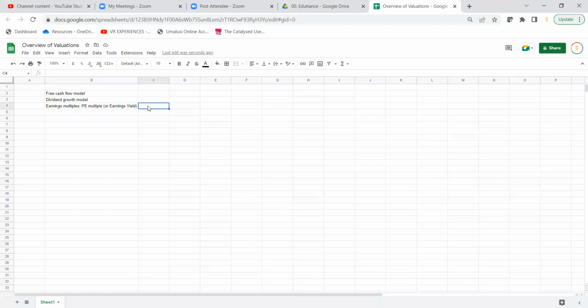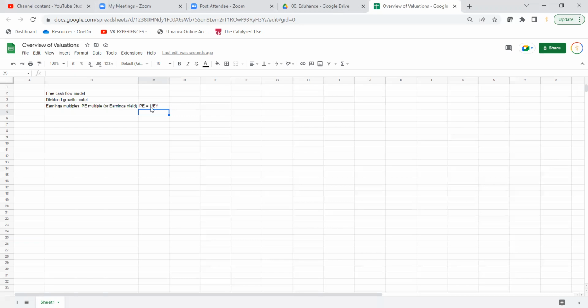So what you might just know, the PE multiple is equal to 1 divided by the earnings yield. Very important. If they don't tell you to start with the earnings yield, you always start with the PE multiple. It's much simpler for our brain to work through. But if they give you the earnings yield and they don't tell you you must use the earnings yield, then convert the earnings yield into a PE multiple.